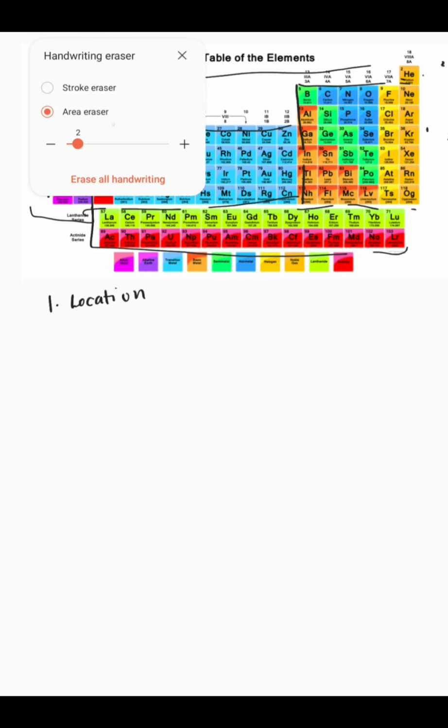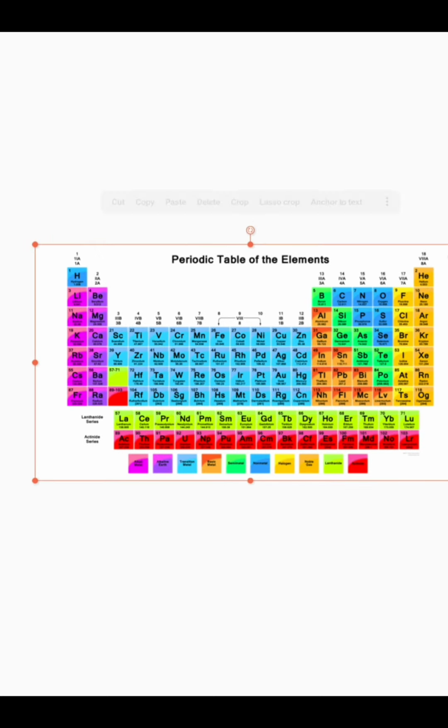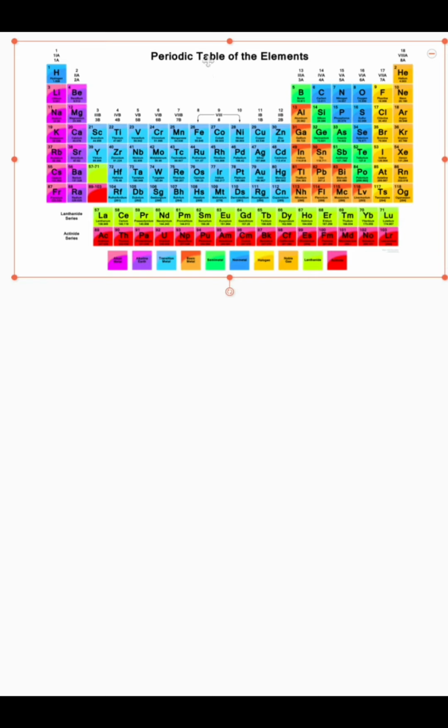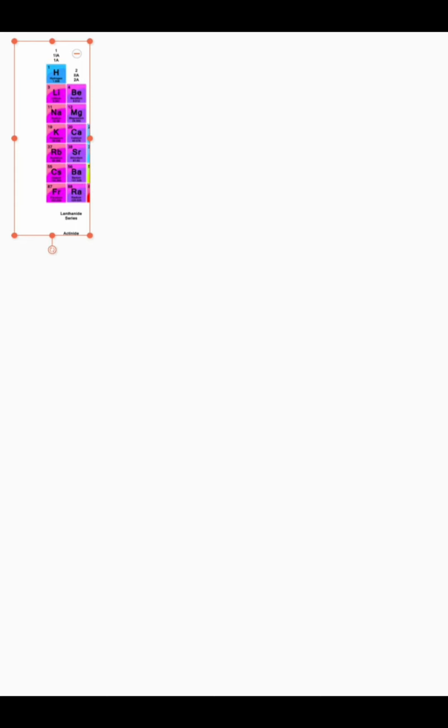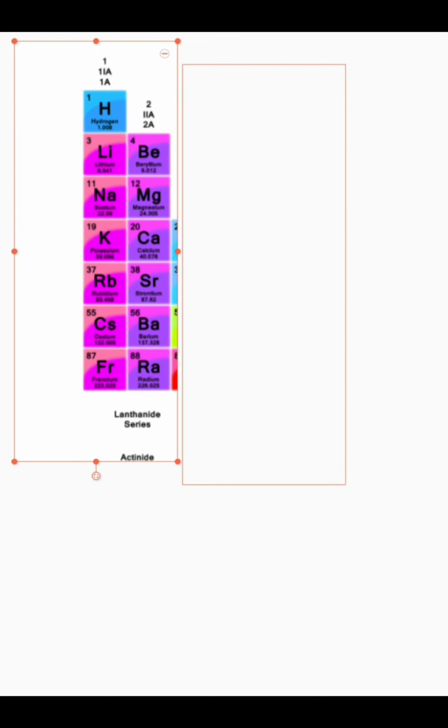I-crop muna natin tong picture para mas madaling matingnan. Wait lang. Ay, sorry. Hindi pala pwedeng i-crop. Yun. Okay, yan. Ito po. Okay.